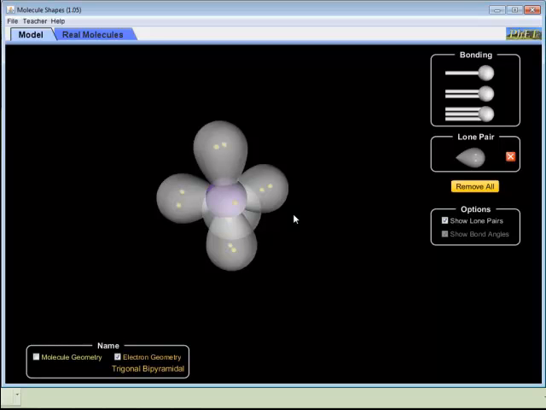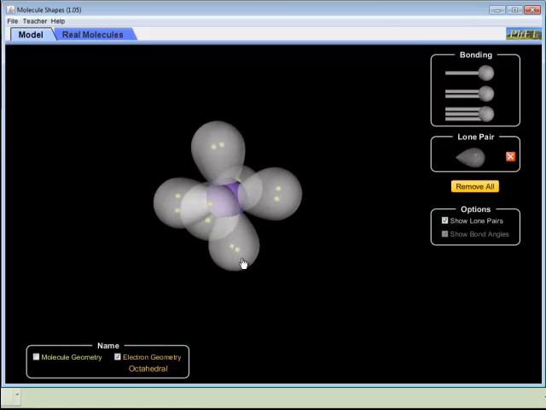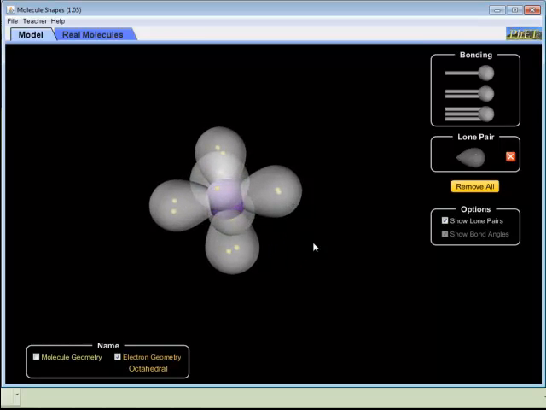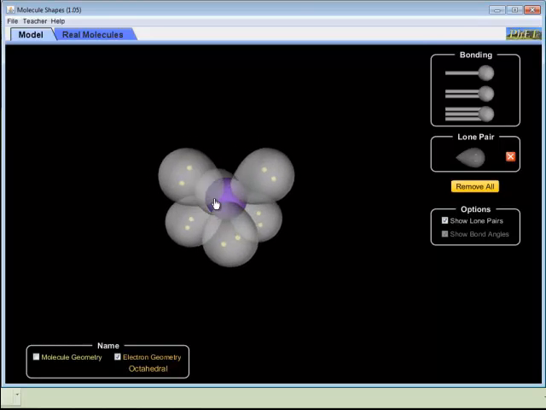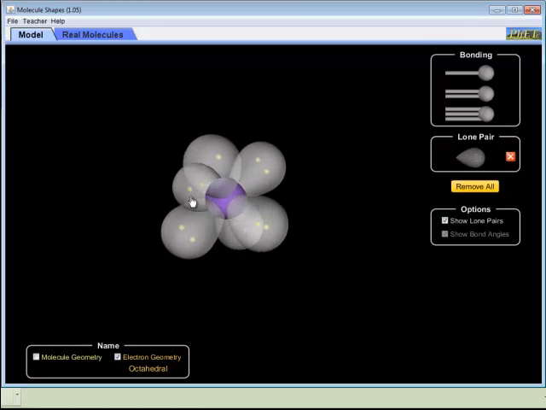So this is for electron group 5. And we add another one, and the number of them is 6. As you can notice here, it's getting fairly crowded. And if I drag one, the other ones will respond because they repel each other.